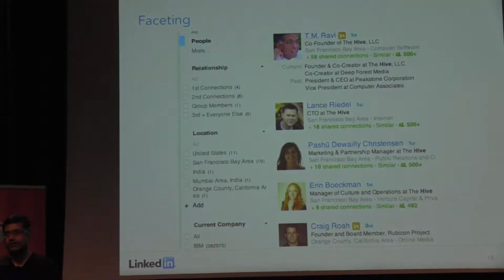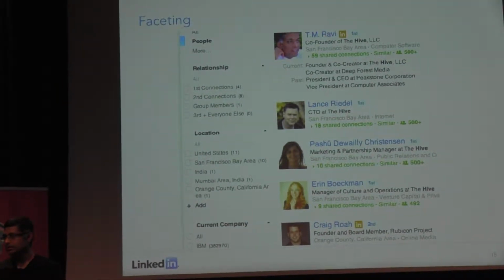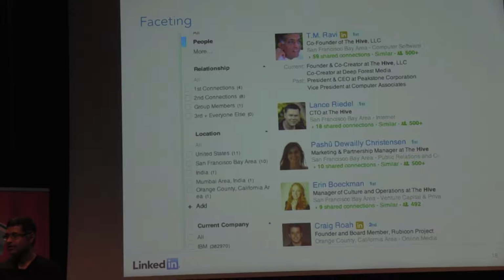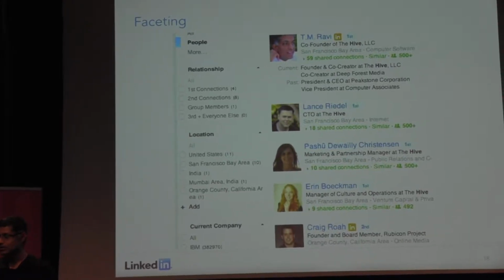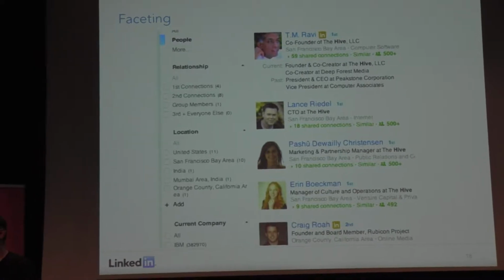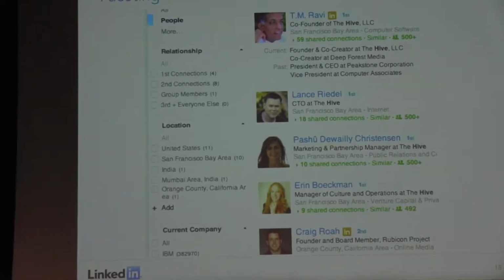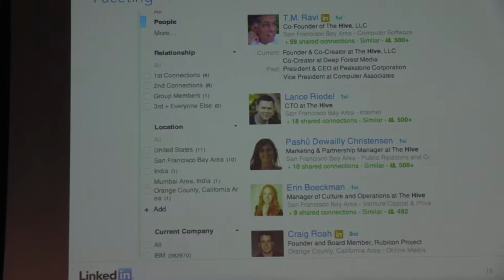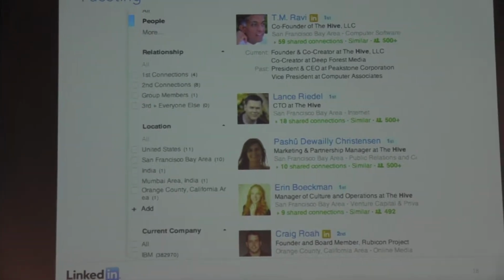who work at the Hive. So you can see Ravi, Pashu, Lance, Aaron, right, and a bunch of others who have been cut off. But on the left-hand side, you see location, relationship, first degree, second degree, and so on, and current company. So there's a current company which shows you people who work in other companies.